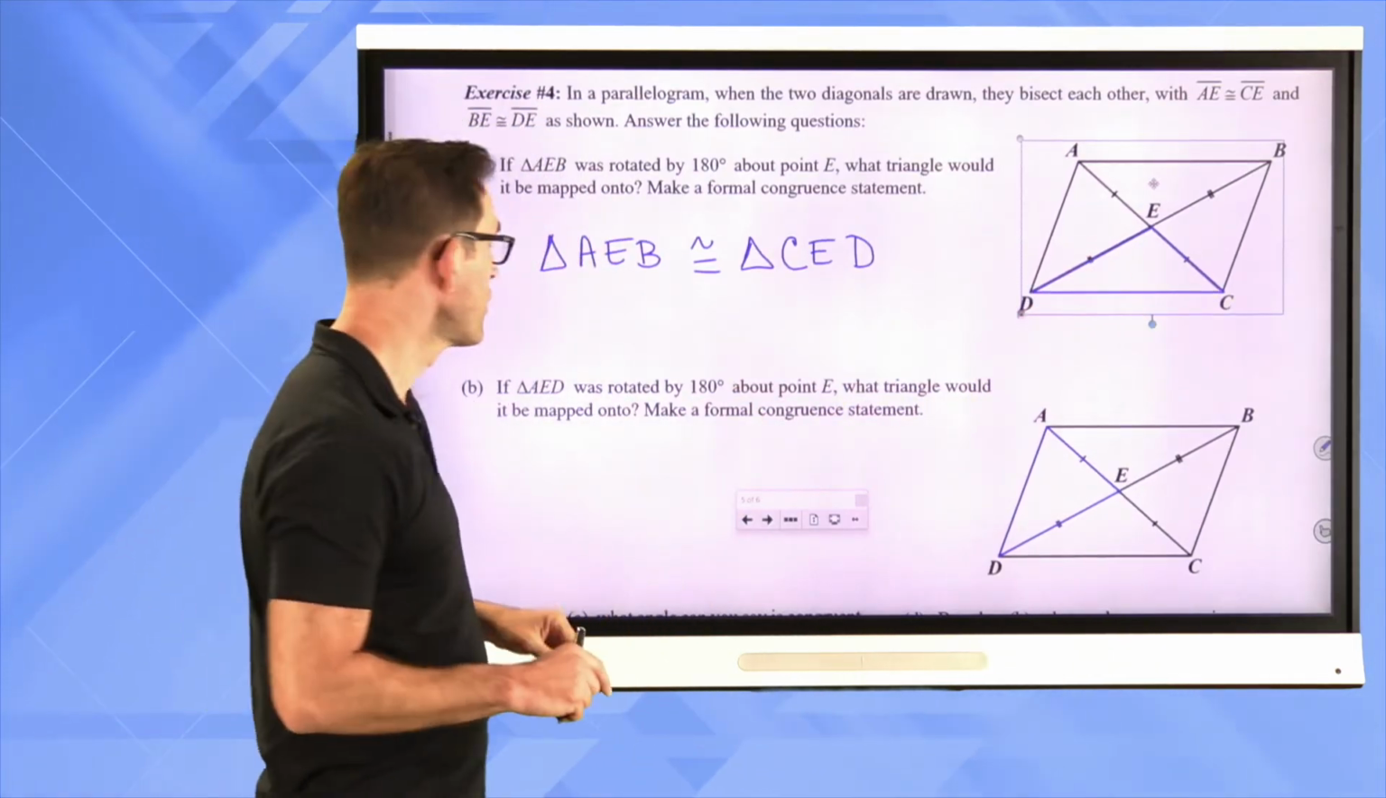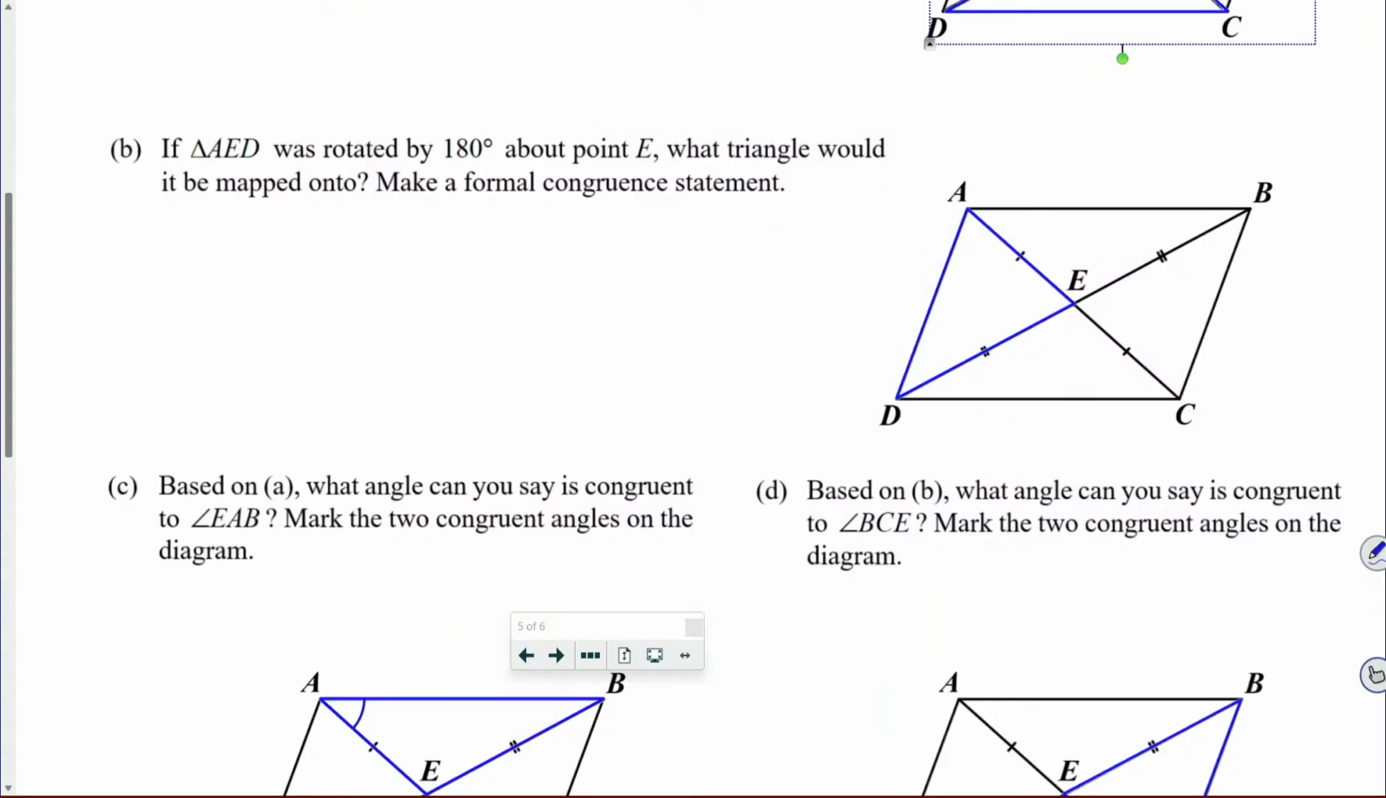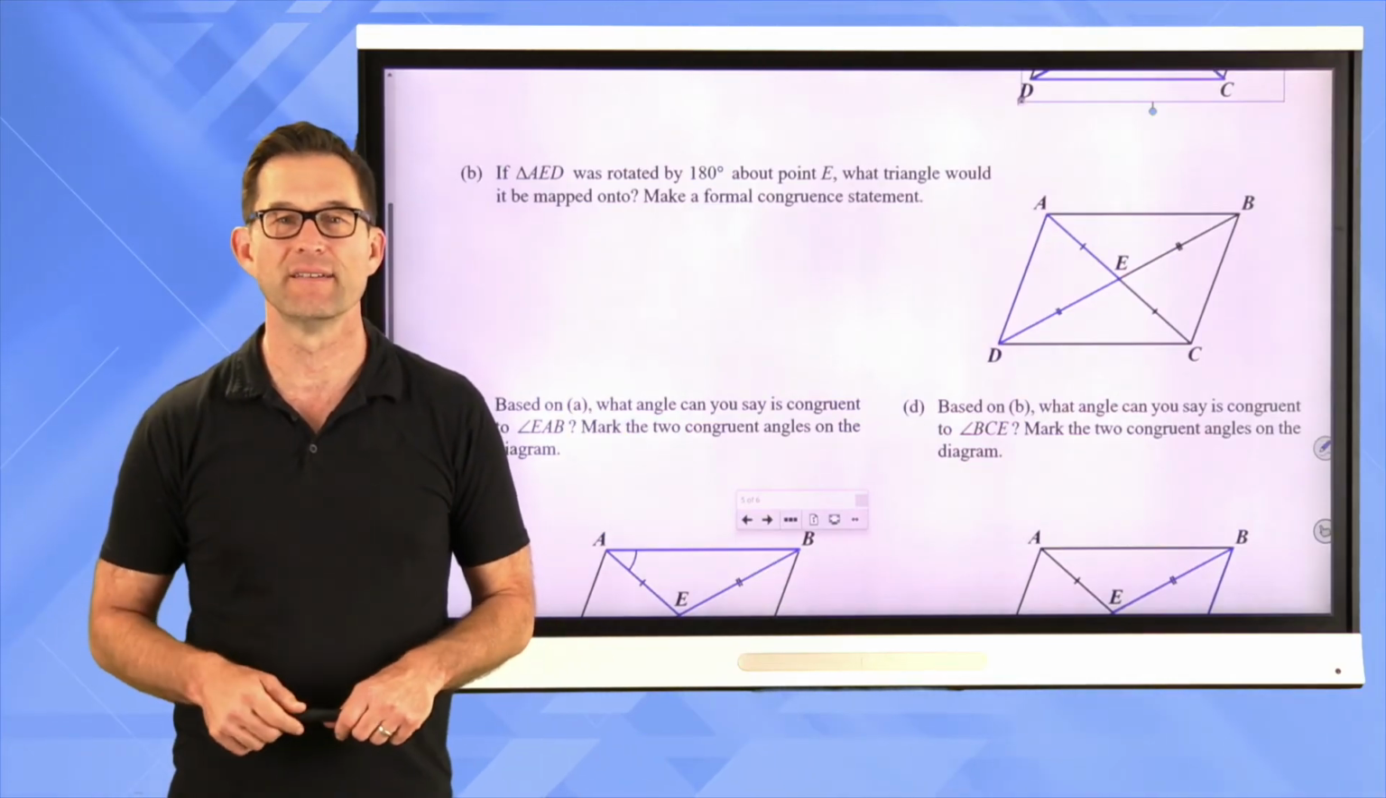All right, but there's more congruent triangles in this figure. Letter B. If triangle AED was rotated 180 degrees about point E, what triangle would it be mapped onto? Make a formal congruent statement. All right, same song, second verse. Why don't you go ahead and try that?